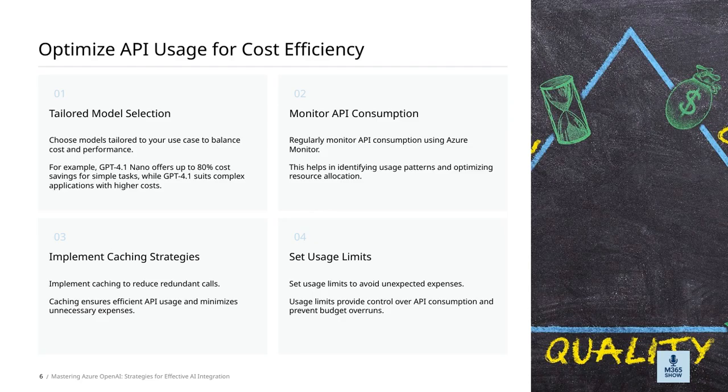Finally, selecting the right model for your specific use case is key. For simpler tasks, models like Nano can offer up to 80% cost savings, making them very cost-effective. For more complex applications, you might opt for GPT-4, which provides higher performance but at a higher cost. By combining these strategies, setting limits, caching, monitoring, and choosing the appropriate models, you can effectively manage costs while still leveraging the full power of Azure OpenAI.